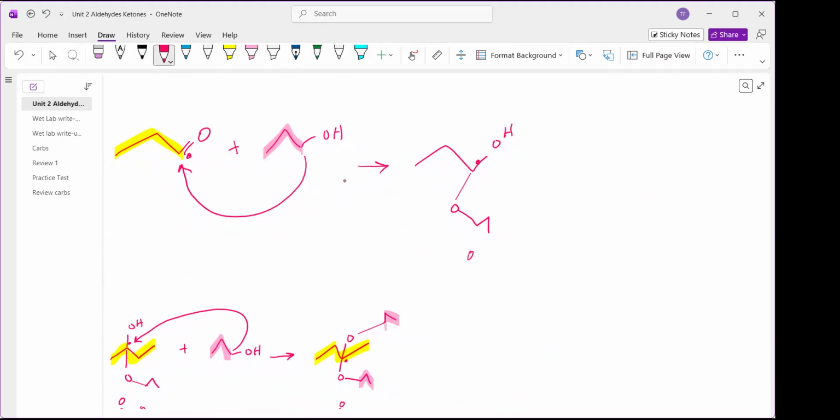So we go OCO, that's a yes. H, yes, and H is present now. It's right here. Is there an OH? Yes. So that means this is a hemiacetal.